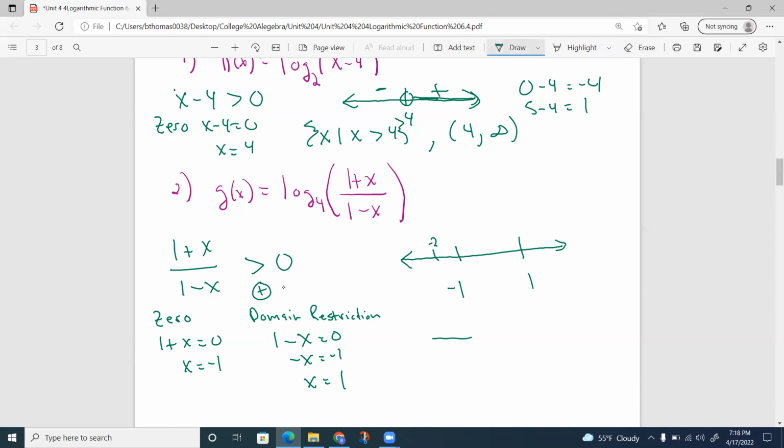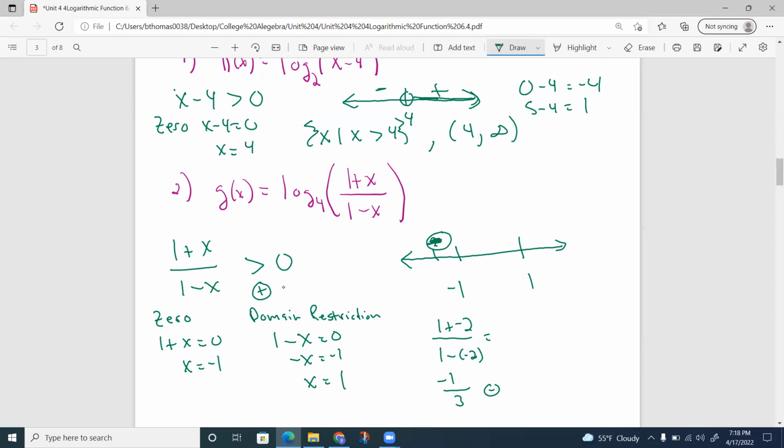So I'm replacing x with the negative 2. So the numerator becomes 1 plus negative 2. And the denominator becomes 1 take away negative 2. So the numerator becomes then this negative 1. And the denominator becomes what's 1 plus 2, which would be a 3. We know that a negative divided by a positive would be a negative. So left of negative 1, we would end up getting this negative value over here on this side.